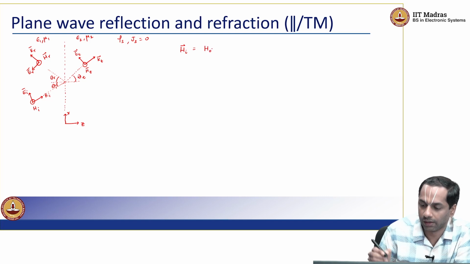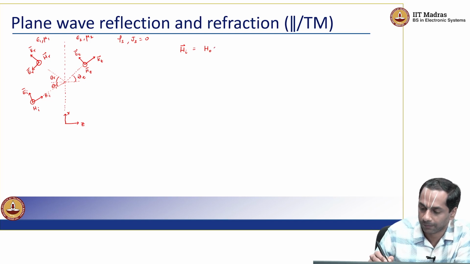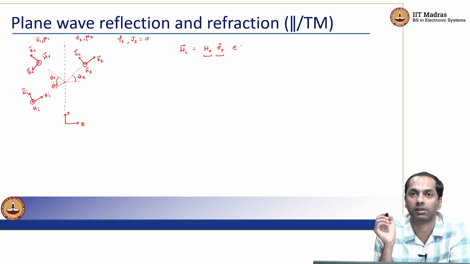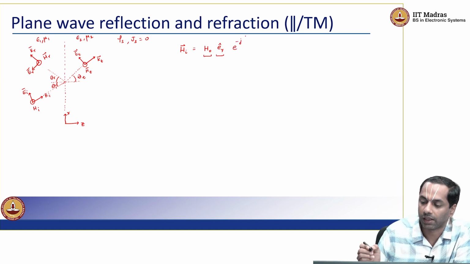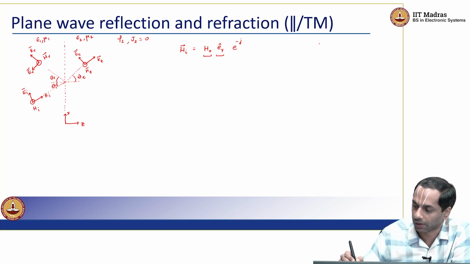So let's say that I have an incoming plane wave where the magnetic intensity is H naught. So that's the magnitude. Then we have the direction, and then the spatial dependence. So this is going to be e to the minus j k dot r. So now what can we say is the k vector? So k_i is k_xi e_x plus k_zi e_z.